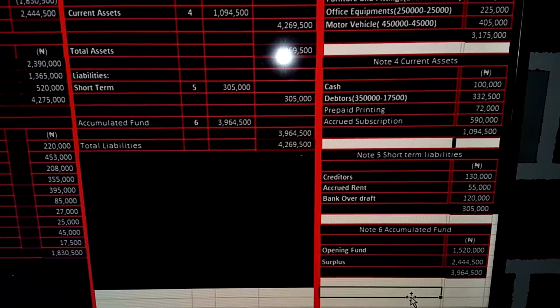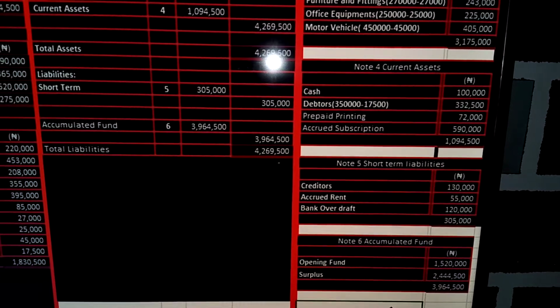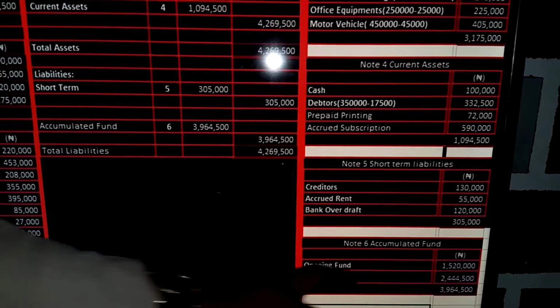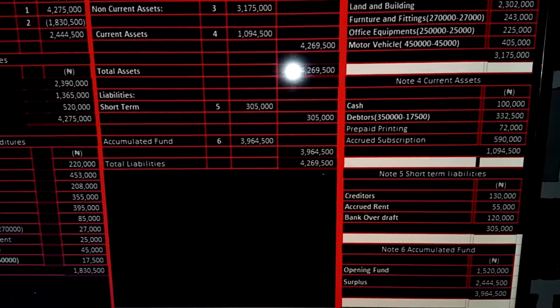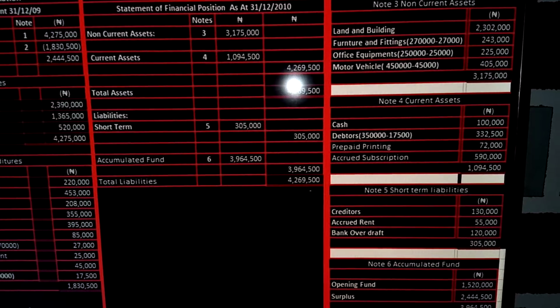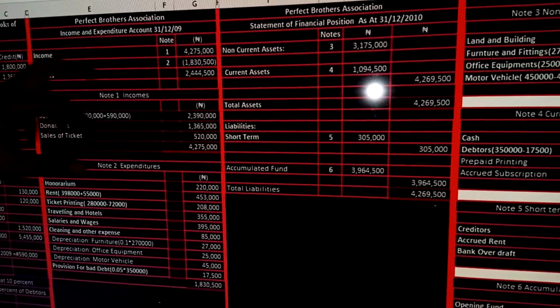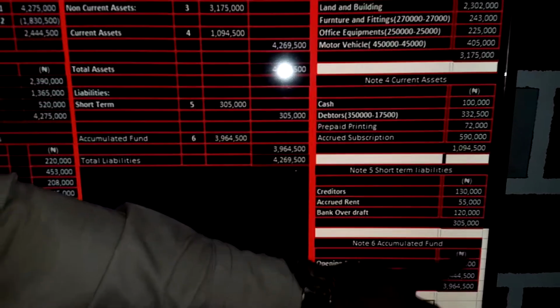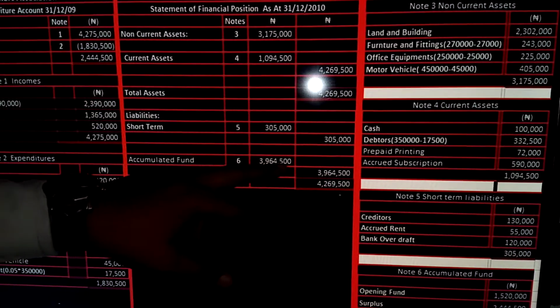So we now have your accumulated fund. I told you it's a function of what? Your fund and your surplus. So the opening fund according to the question is what? 1,520,000. That's what you have here. Then there was the surplus. That is, we made excess. That was more income than expenditure. There was a surplus of 2,445. Look at it here. 2,445. So you bring it here. When you add it together, you have 3,964,500. That's what you have here. Accumulated fund from note 6, 3,964,500.